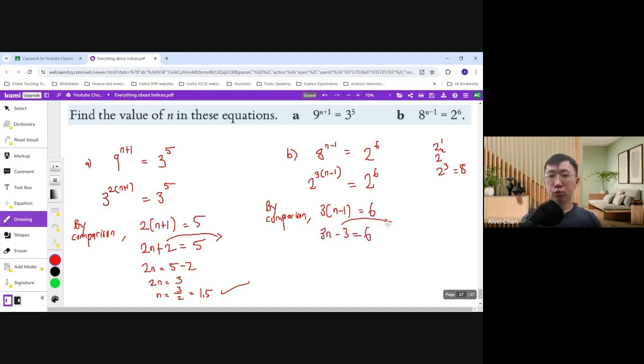This one, bring it towards the right hand side. You'll get 3n equals 6 plus 3. 3n equals 9. Finally, n is 9 divided by 3, and you will get 3. So basically, that's how you do your past year paper.